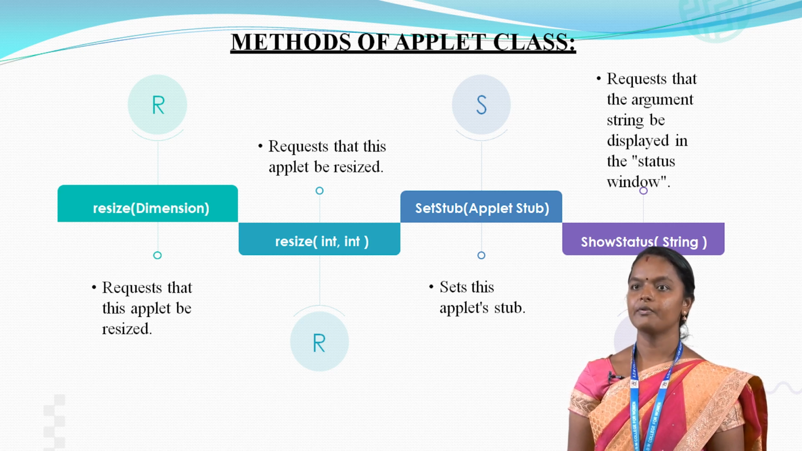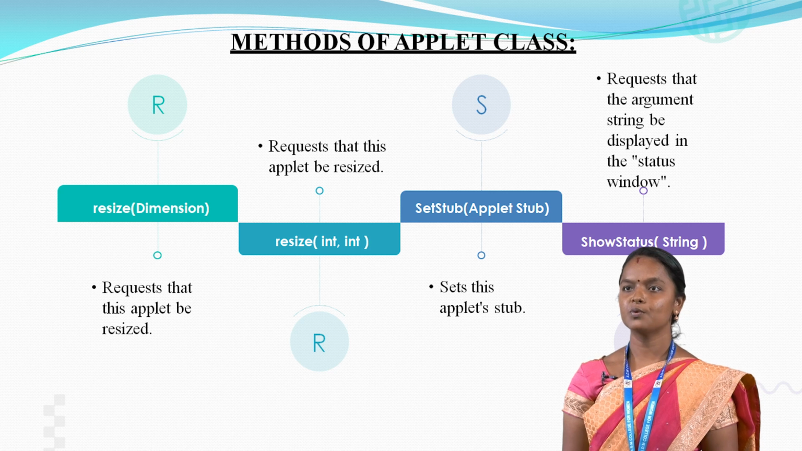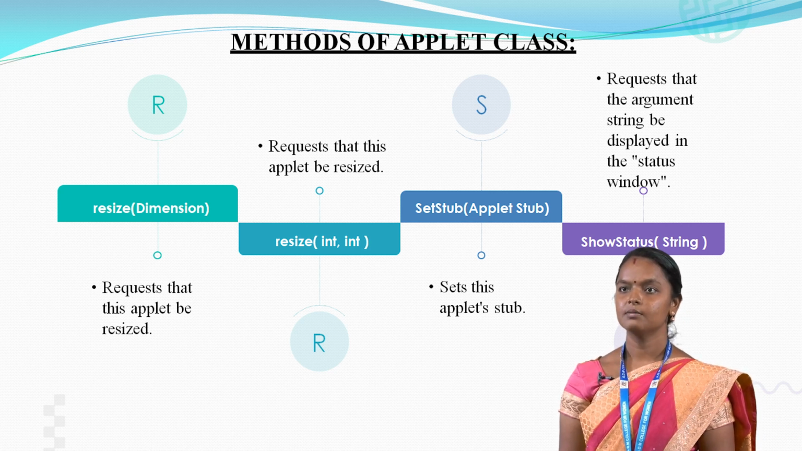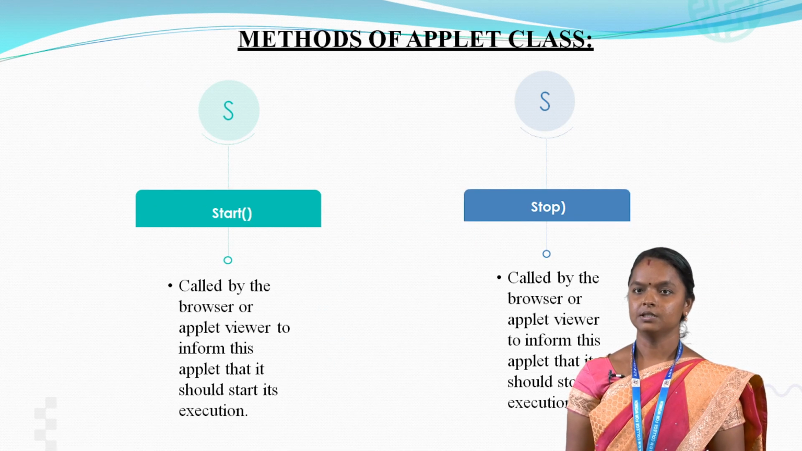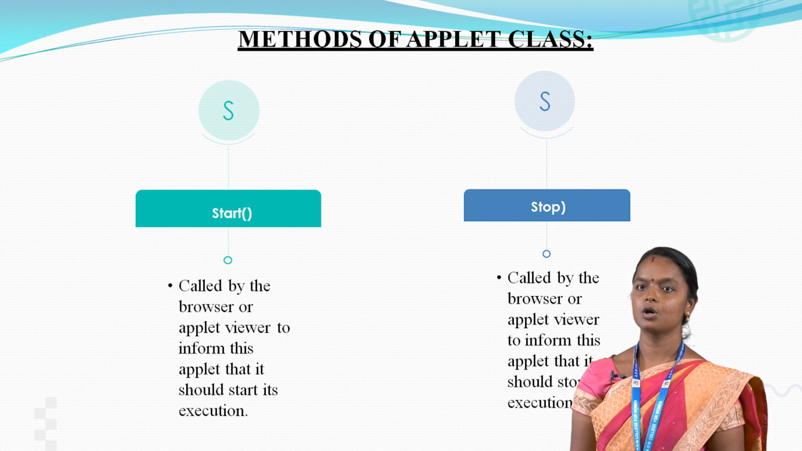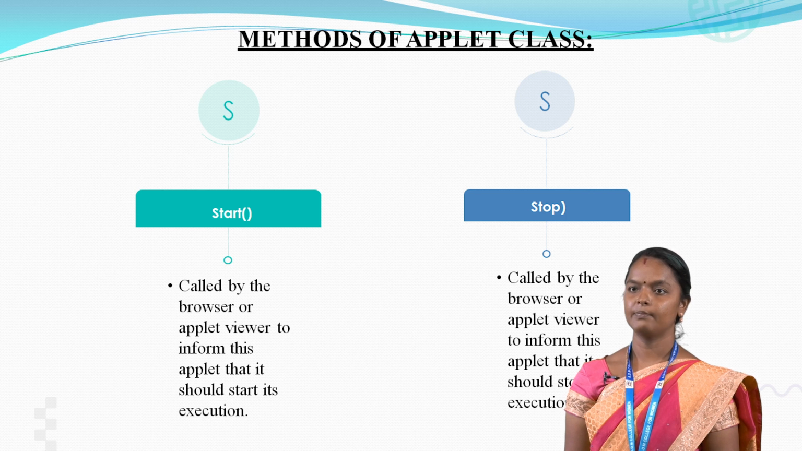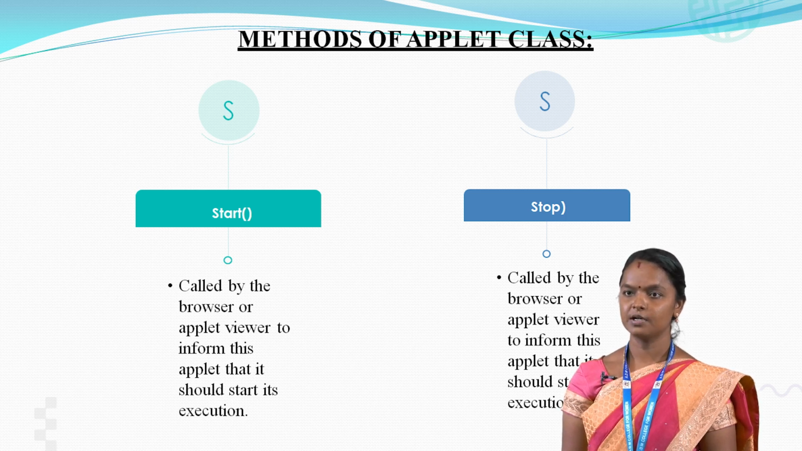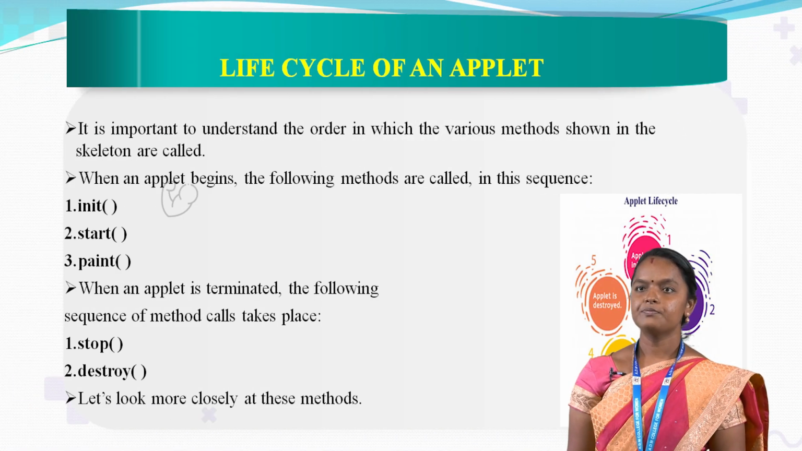setStub sets this applet's stub. The showStatus(String) method requests that the argument string be displayed in the status window. Next, the start method is called by the browser or applet viewer to inform this applet that it should start its execution. Next, the stop method is called by the browser or applet viewer to inform this applet that it should stop its execution.